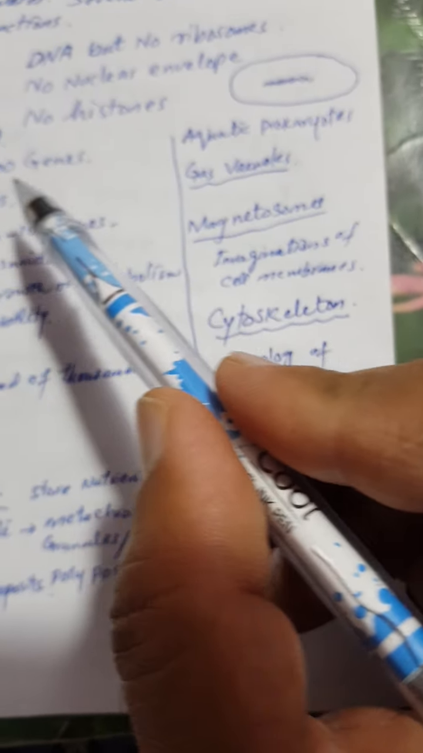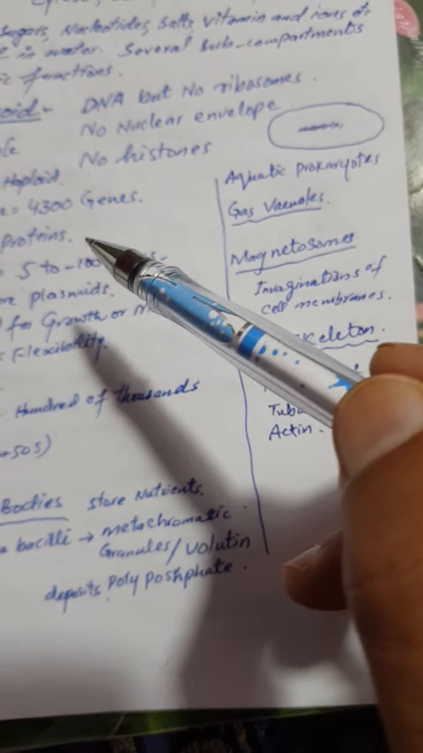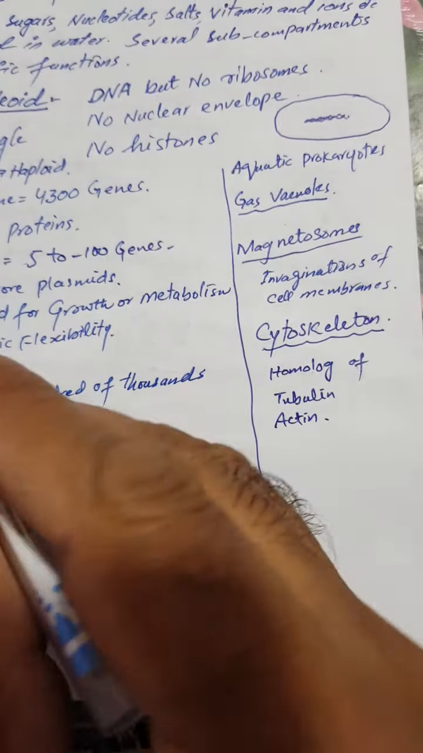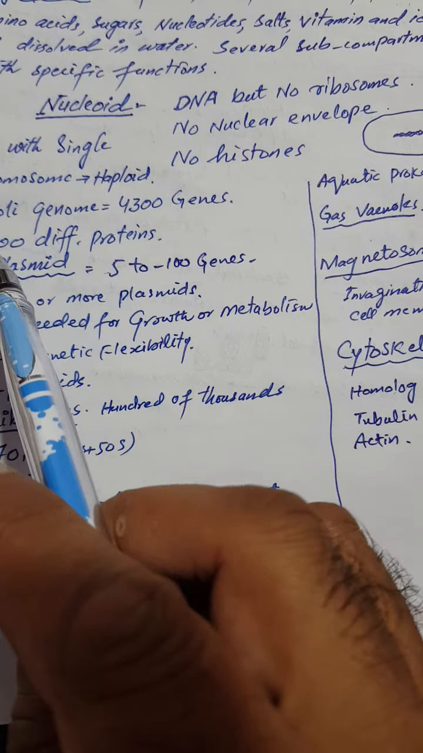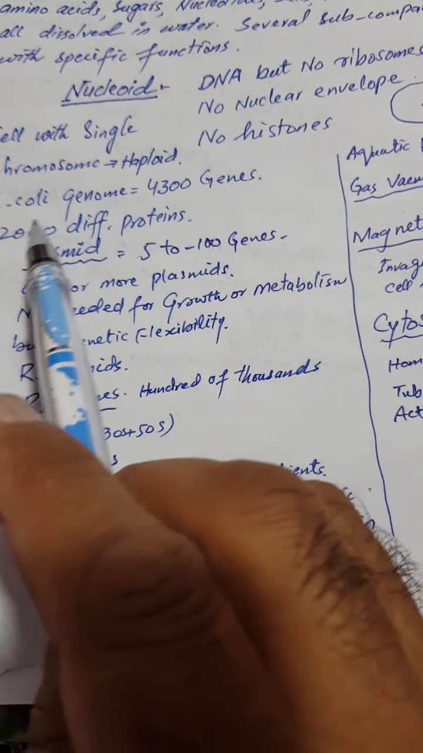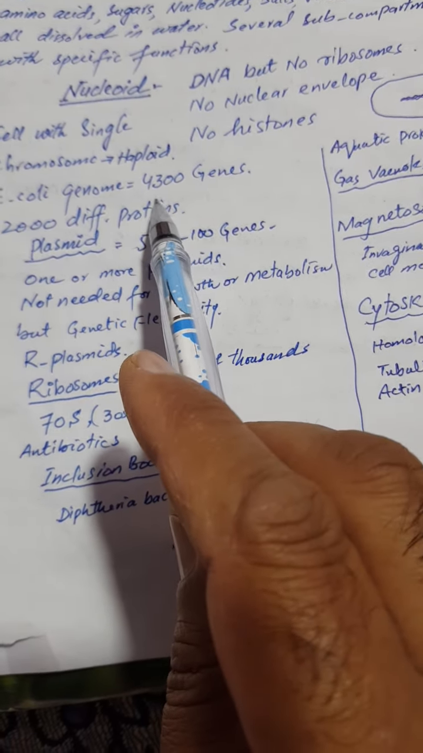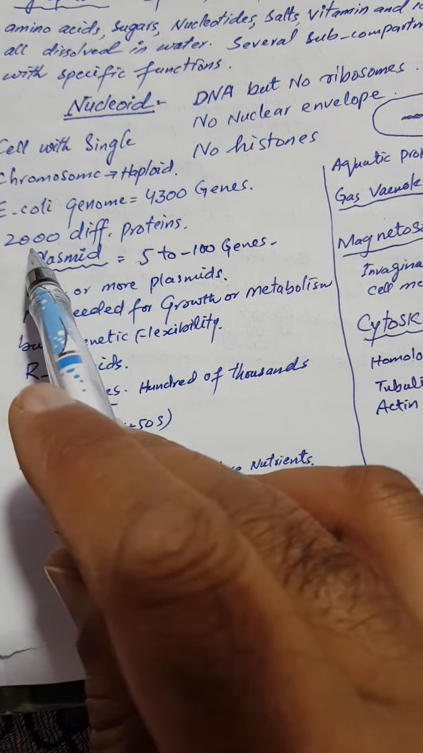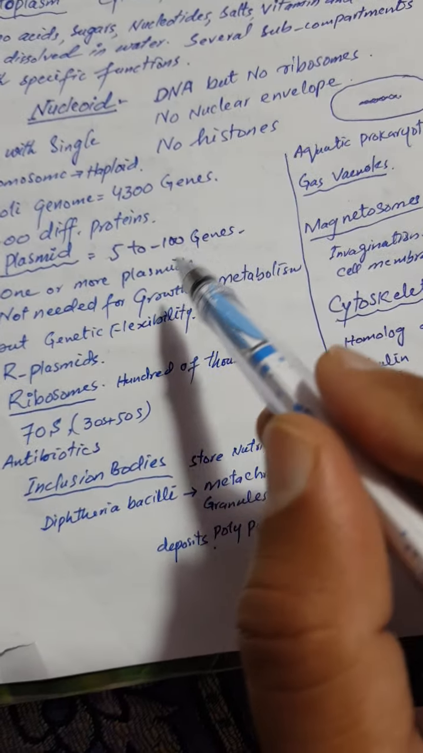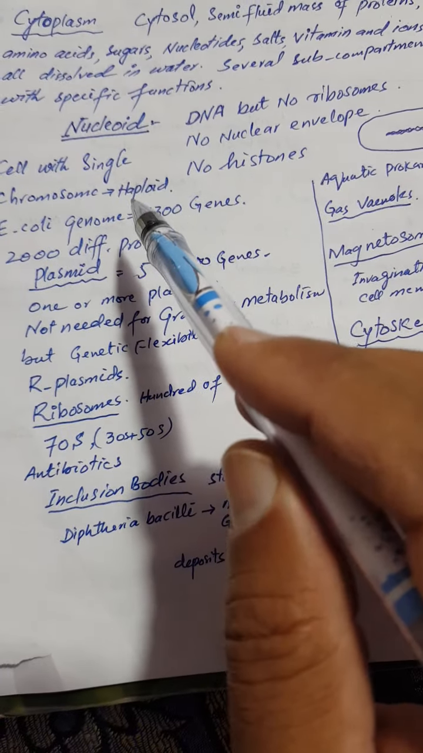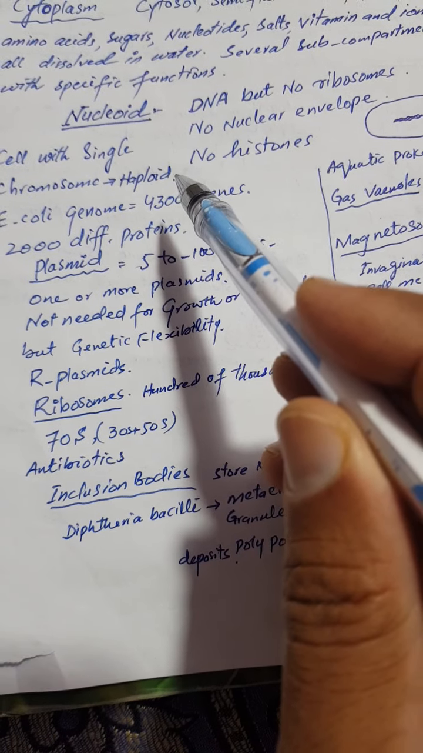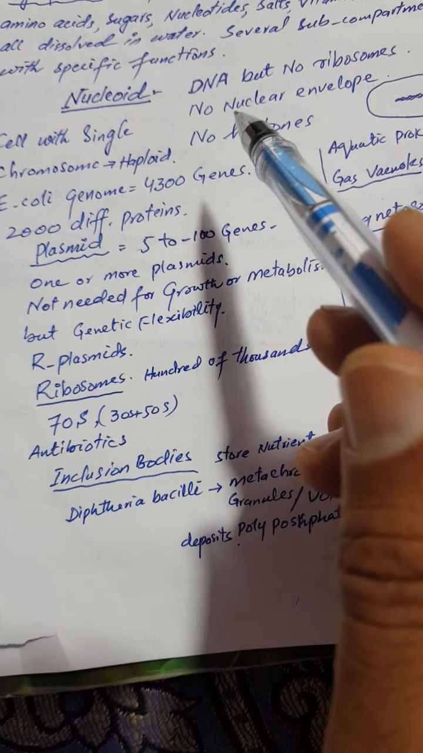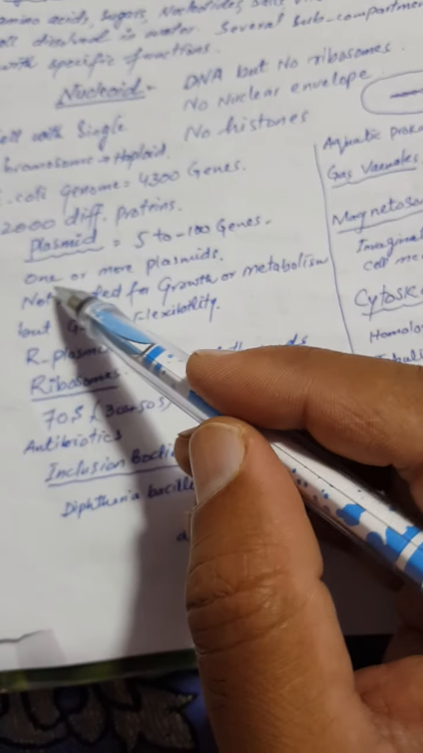As far as the genome of bacterial cell is concerned, it consists of few genes. For example, E. coli, which is the mostly studied bacterium, its genome consists of 4300 genes only, which can translate 2000 different proteins. So nucleoid is the central and very important subcompartment of the bacterial cell, which contains DNA, which will control all the metabolic reactions of the cell.